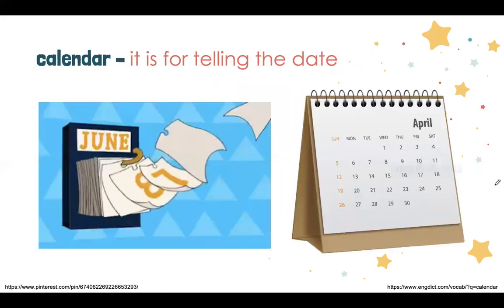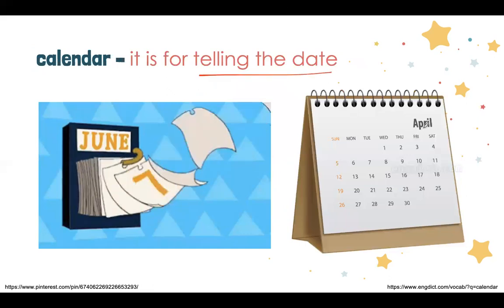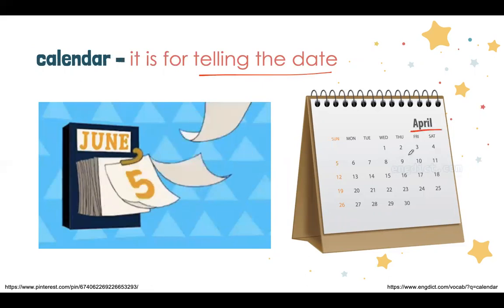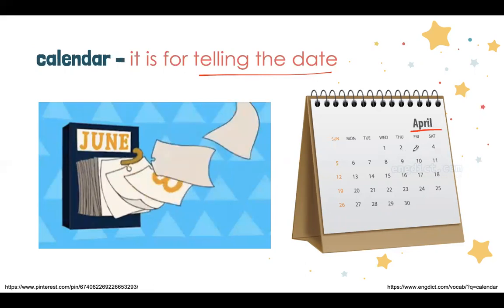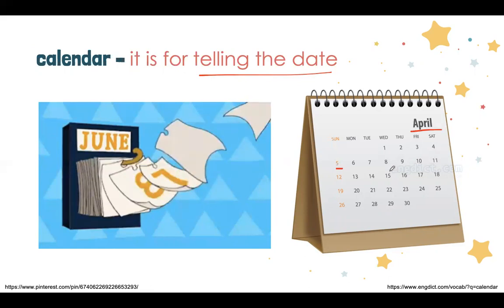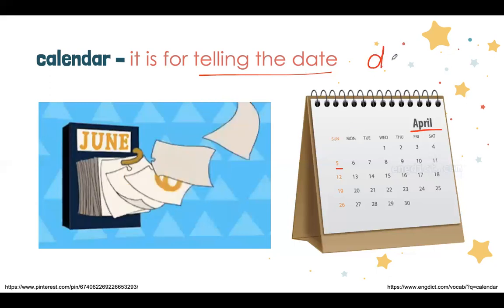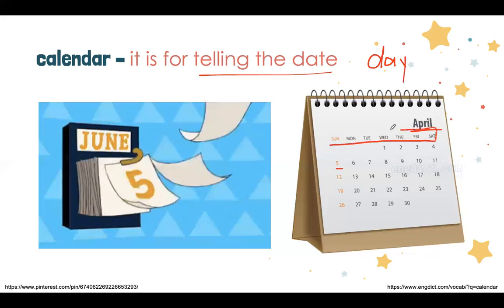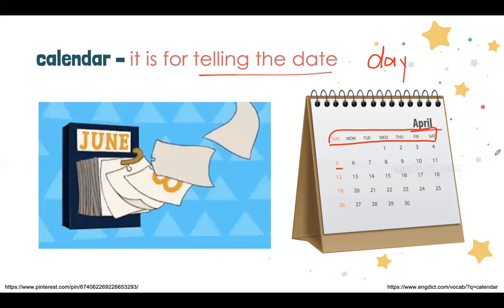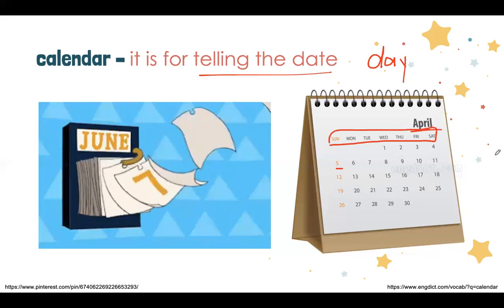Okay. Next, calendar. Again, it is for telling the date. Okay, when we say date, it should be April, June 3, March 4, January 5. Okay, now that is the date. And when we say day, D-A-Y, we use that one. Sunday, Monday, Tuesday, Wednesday, Thursday, Friday, and Saturday.